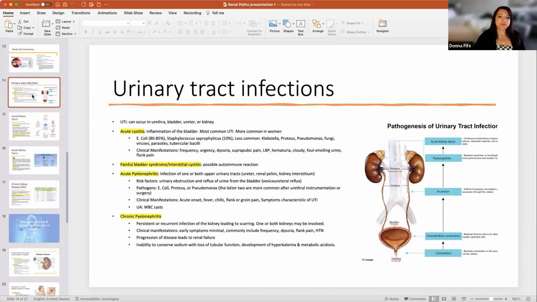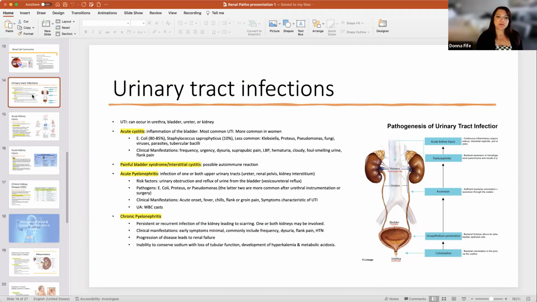Urinary tract infections, UTI: this can occur in the urethra, bladder, ureter, or kidney. Acute cystitis is inflammation of the bladder. This is the most common UTI, and it's more common in women because of the shorter urethra. Most bacteria are E. coli coming from the rectal area, about 80 to 85%. Staphylococcus, about 10%. Less commonly, Klebsiella, Proteus, Pseudomonas, fungi, viruses, parasites, and tubercular bacilli can also cause cystitis.